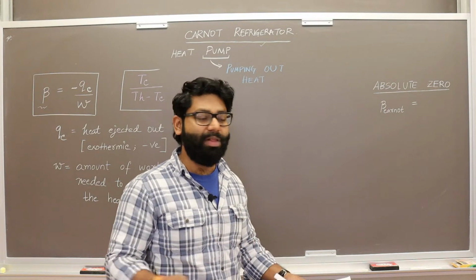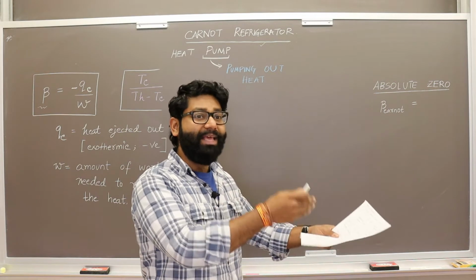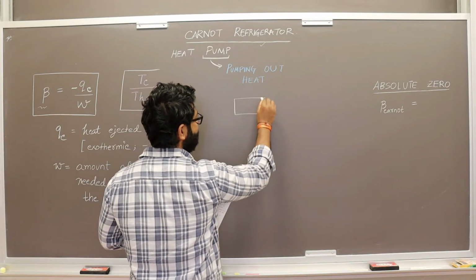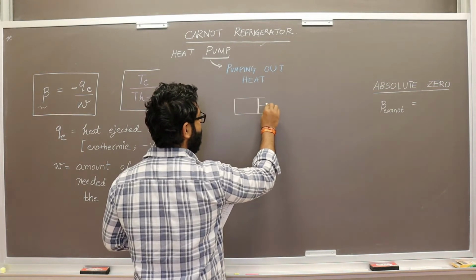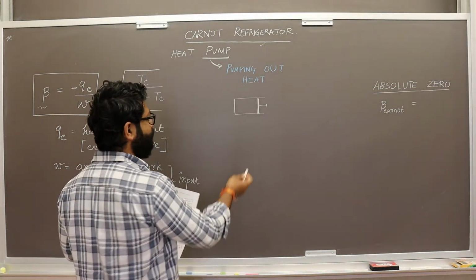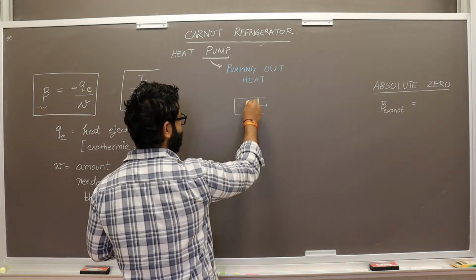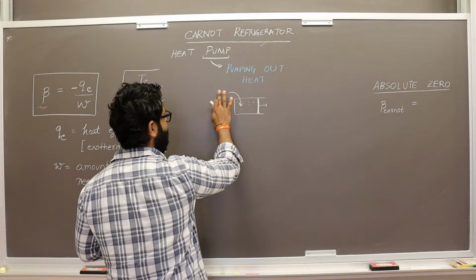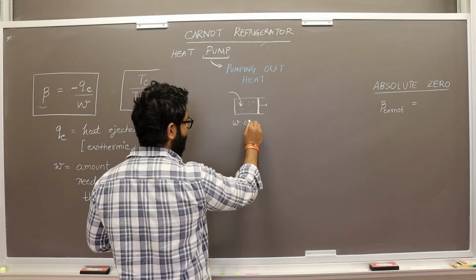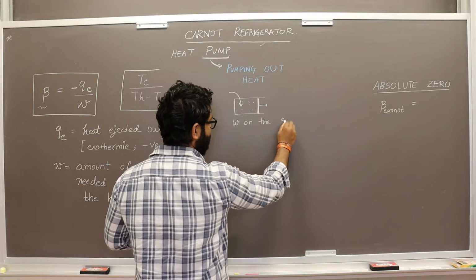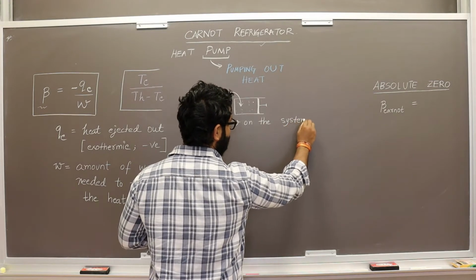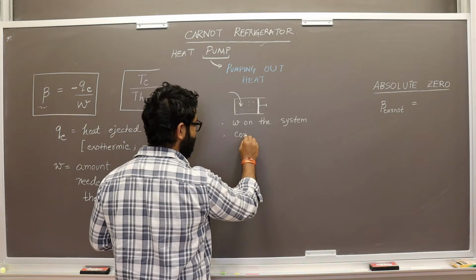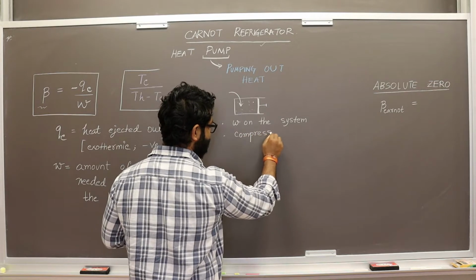So how do we keep things cool? We have to try to bring heat out of the system. Say you have a system in here and you want to bring heat out of it. How are you going to do that? If you do work on the system, that means you are compressing the gas that is inside it.